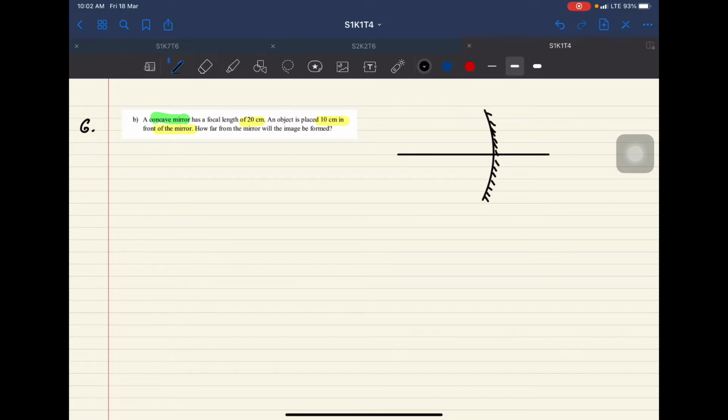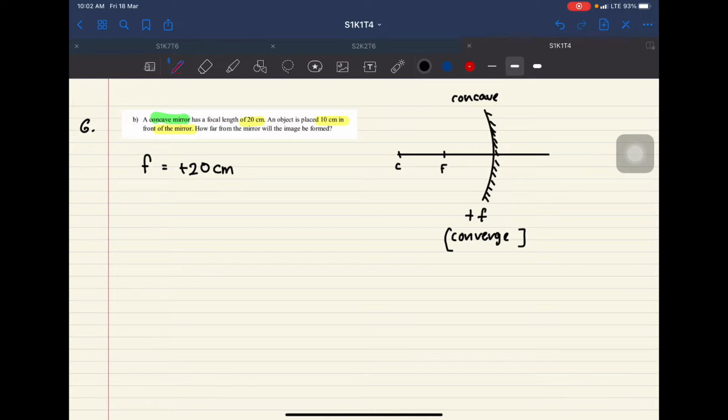So because this one is a concave mirror, the f would be positive. Why? Because this one is converging. You can imagine that if the light goes in, everything will be converged. So it's positive f. Given that the value for focal length is 20 centimeter, it becomes positive 20 centimeter. That is your f. So f on this side and c will be on that side. Remember, for a mirror, you only have f and c on one side only.